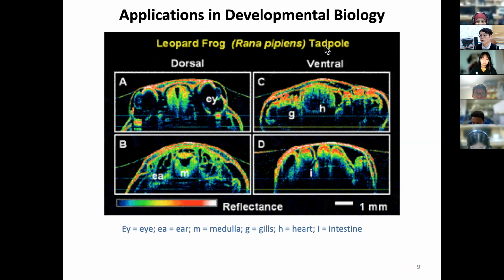For example, a frog tadpole in Korean, ulcheng, and you can see dorsal, the back side, ventral, the front side, and you can see eye development and the medulla of the brain, and looking at G, gills, and H, the developing heart, and the eye and intestine. So you can actually see quite many things based only on reflectance imaging.